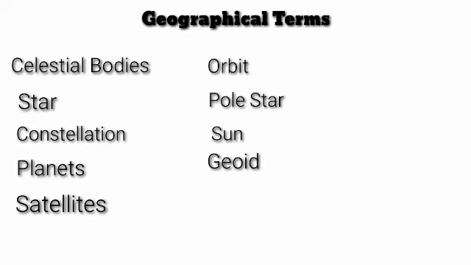Geoid. As the earth is flattened at the poles and bulges at the equator, its shape is described as geoid. Geoid means the Earth-like shape.